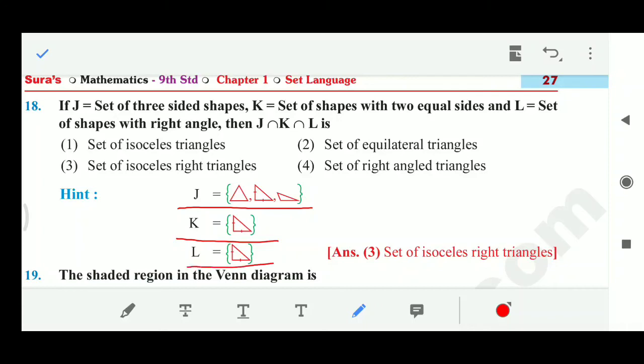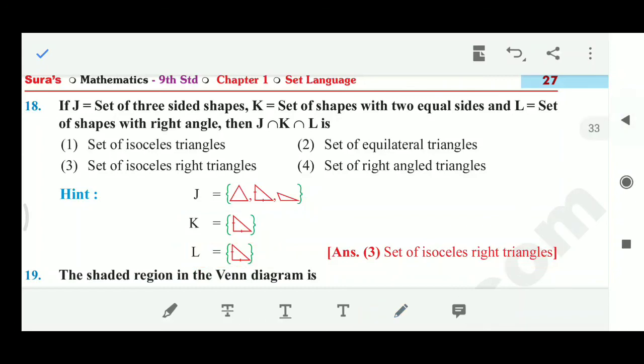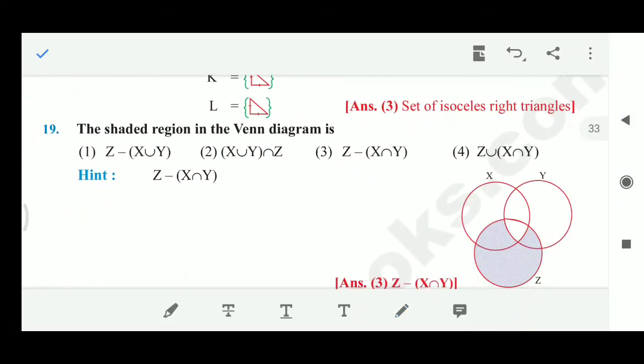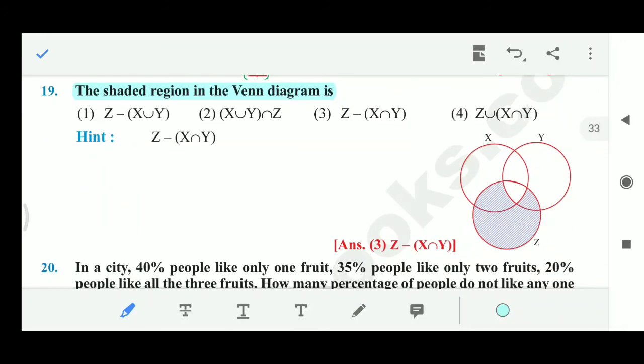Next, the shaded region in the Venn diagram is. In your book the Venn diagram is not given, so you copy that diagram from this material. Here the diagram Z is shaded except the center intersection portion, so the value of this is Z minus (X intersection Y). Option 3 is the correct answer for this Venn diagram.